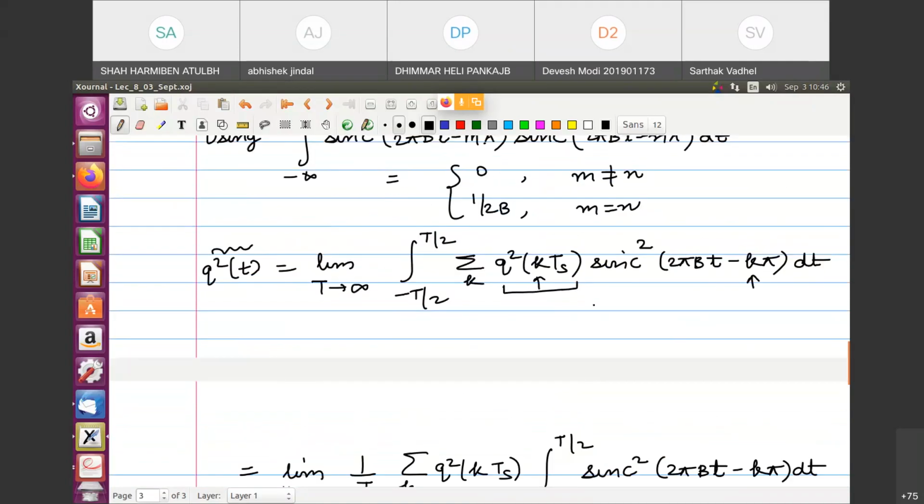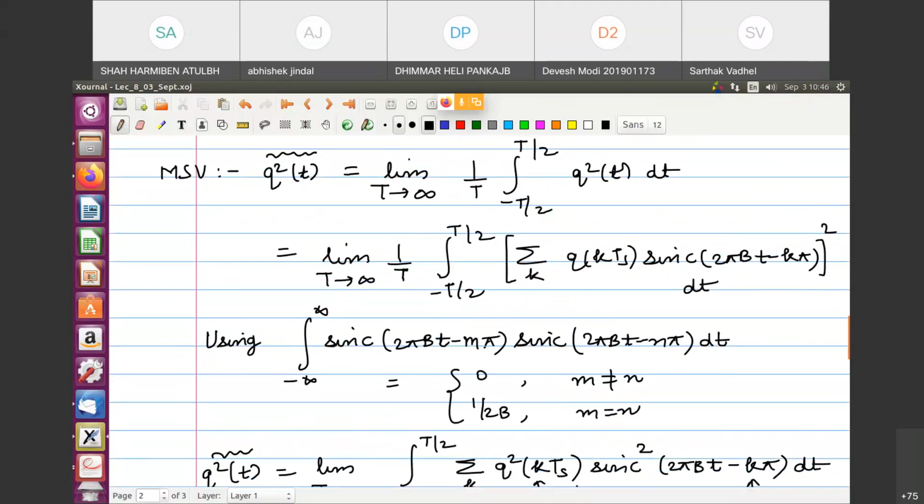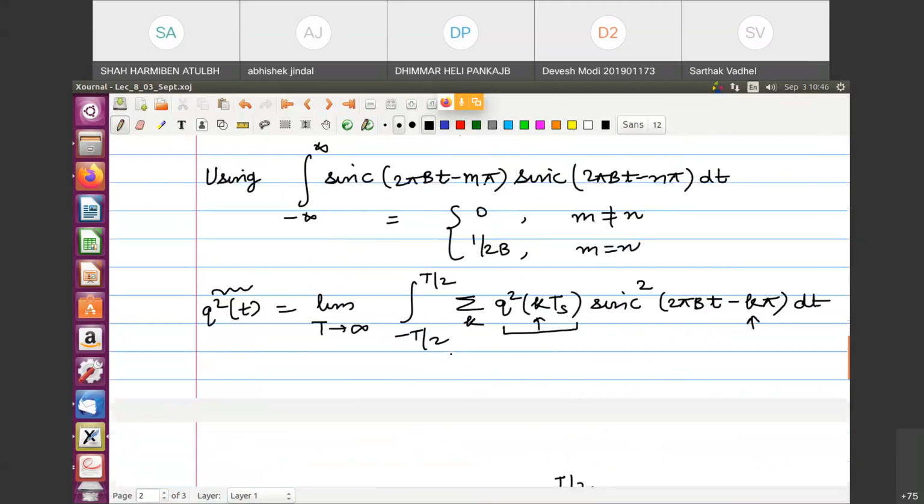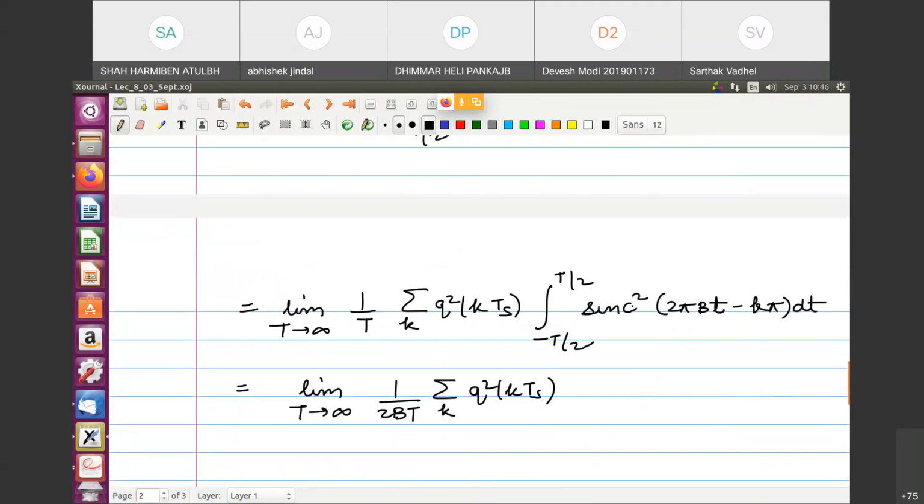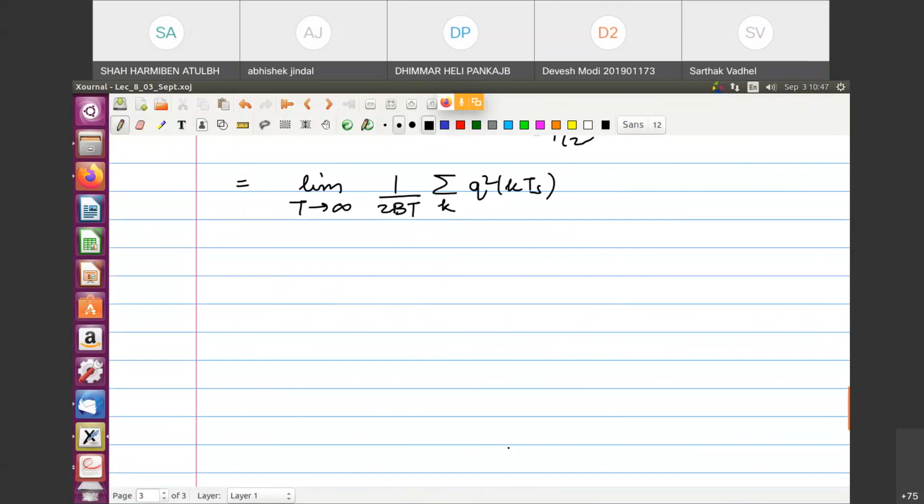See, here we have used this 1 by 2b. If you put m as n, it becomes sinc square of 2 pi bt minus m pi. Let us say m and n or k are quite general integers, so for any integer value this holds. So for k this holds, and this is a square. So this becomes 1 upon 2b. So 1 upon 2b comes outside, this remains, and this is what we are left with.